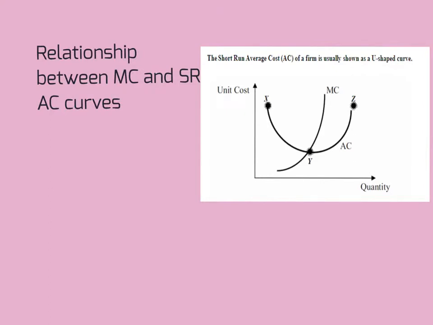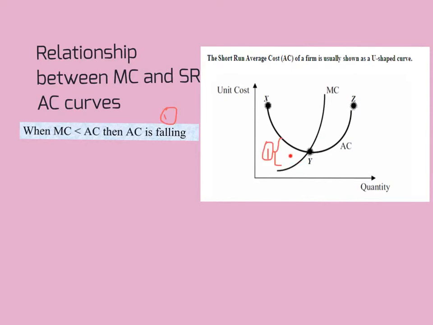Let's go back to the short run average cost curve of a firm that we had looked at in the previous video. Let's look at the relationship between the marginal cost and, in the short run, the average cost curve. When marginal cost, that is this curve here, is less than the average cost curve, which is here, we can see that average cost is falling while marginal cost is rising.